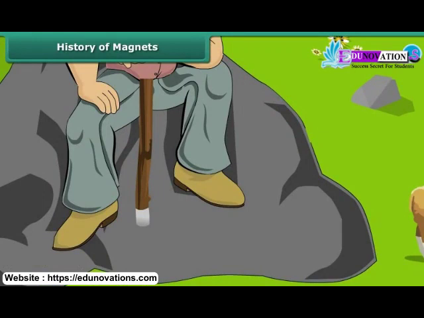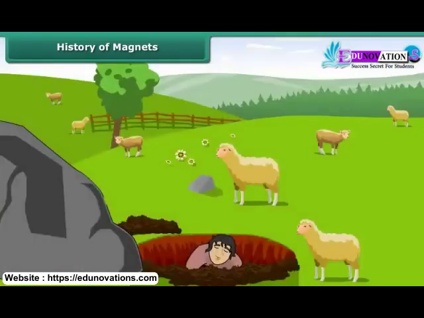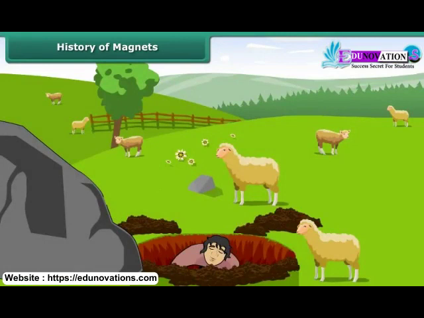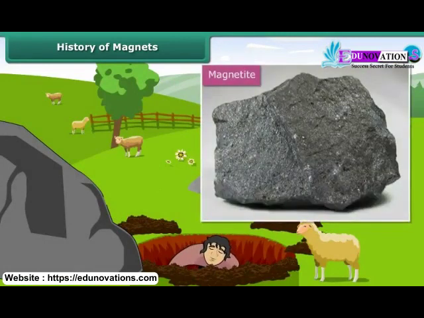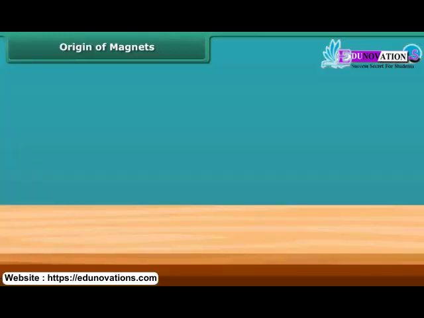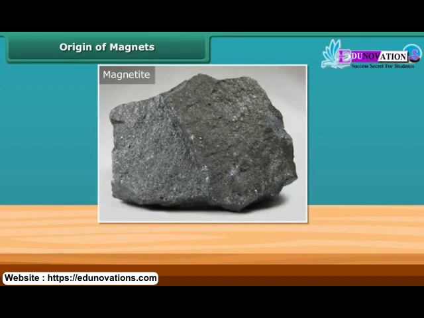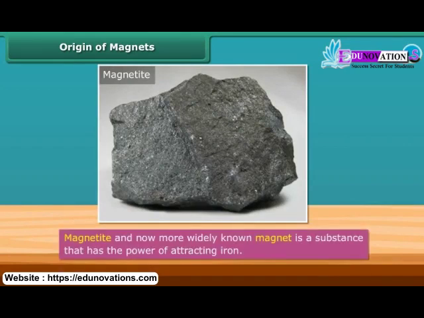Suddenly, the metal tip of his stick became firmly stuck to a large black rock on which he was sitting. To find the source of attraction, he dug up the earth to find magnetite, a natural magnetic material. This type of rock was subsequently named magnetite, which was named after Magnus himself. Origin of magnets. Magnetite is a natural magnet and contains iron. In the later days, this was more widely known as a magnet.